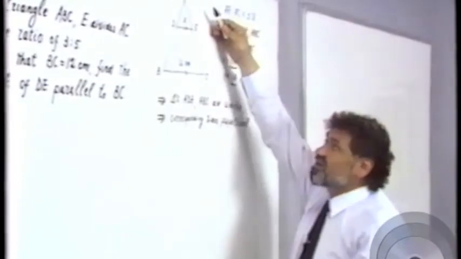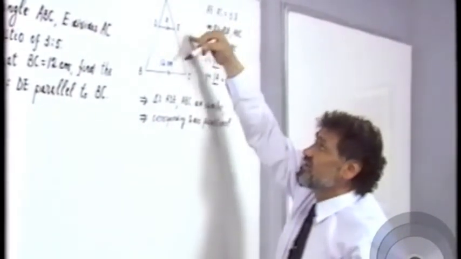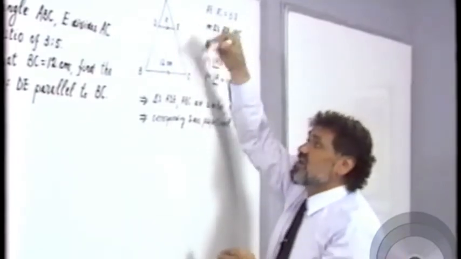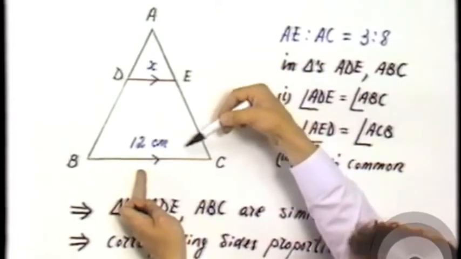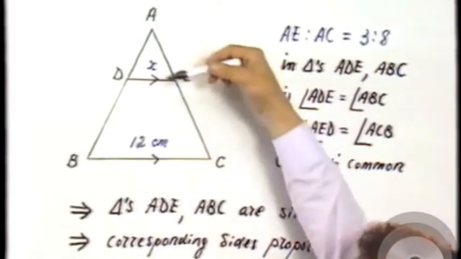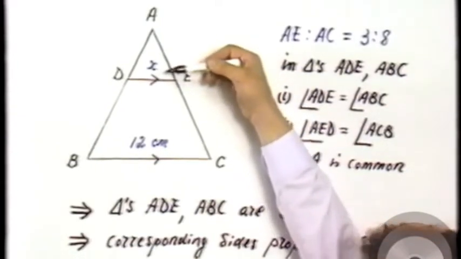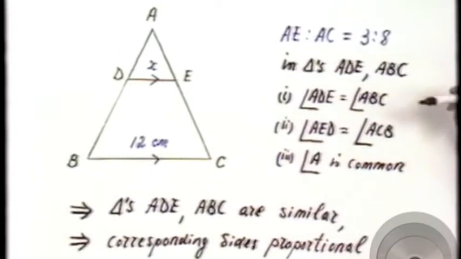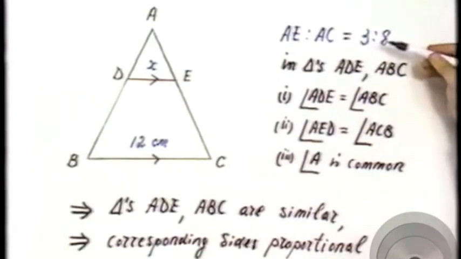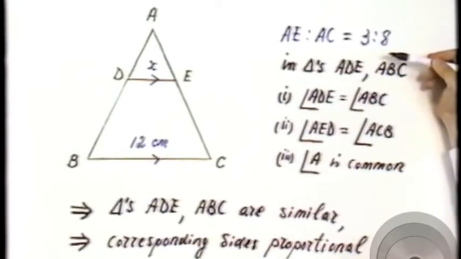And here is a diagram which illustrates that example. We have a triangle ABC, DE is parallel to BC. We are given that BC is equal to 12 centimeters, and we wish to find the length of DE, which I denoted here by X. Now, looking at this triangle, you can see that AE to AC is 3:8, which implies from the given information.